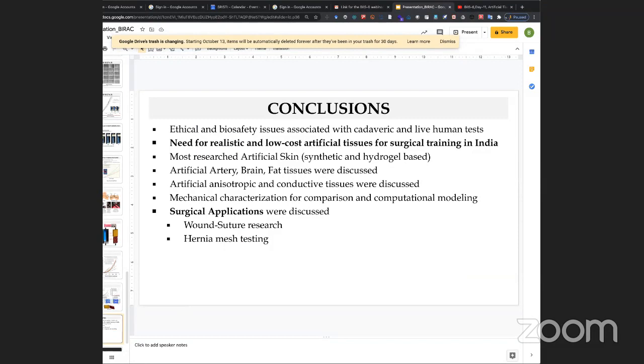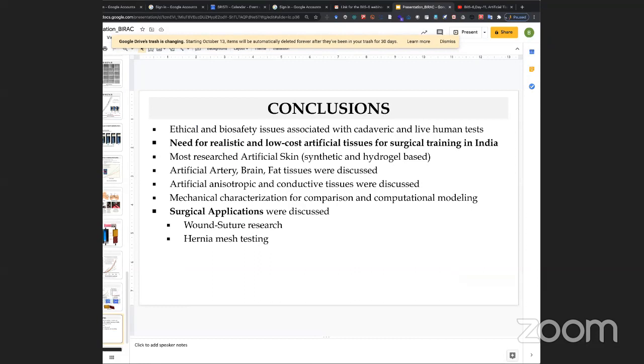There are two variants which we have come out with. One is a synthetic variant, very low cost. The second one is a hydrogel based variant, which is much more sophisticated, for very sophisticated surgery. We can do that chemistry and make skin which has the hydration component to it as well. So we have discussed artificial artery, brain, fat tissues which were being developed, and also artificial anisotropic and conductive tissues, which can have an impact in the prosthetics market.